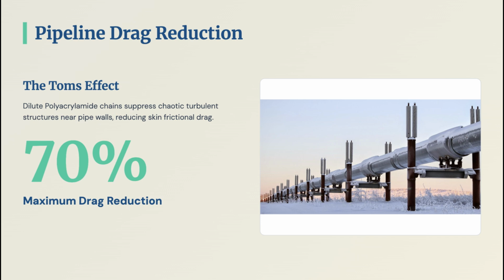The long polymer chains actively suppress the chaotic, turbulent structures near the pipe walls and weaken energy-wasting eddies, thereby lowering the pressure drop significantly for a given flow rate, depending on specific pipeline geometries and fluid characteristics, and provided the polymer maintains its mechanical integrity. A drag reduction of approximately 30% to 70% can be achieved.